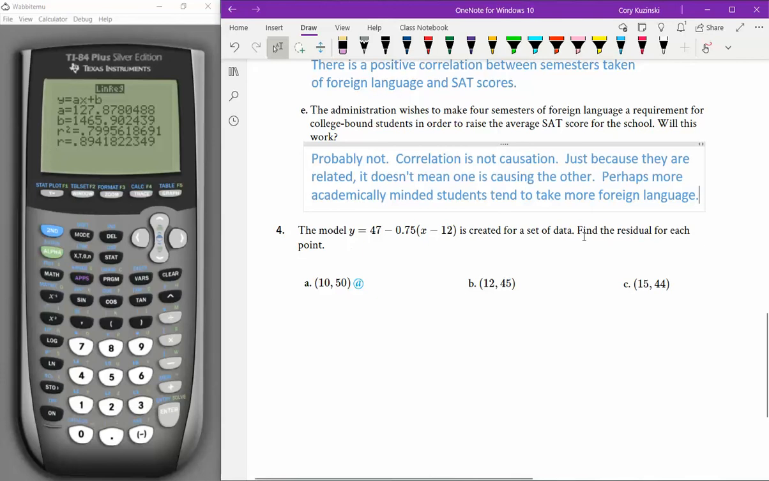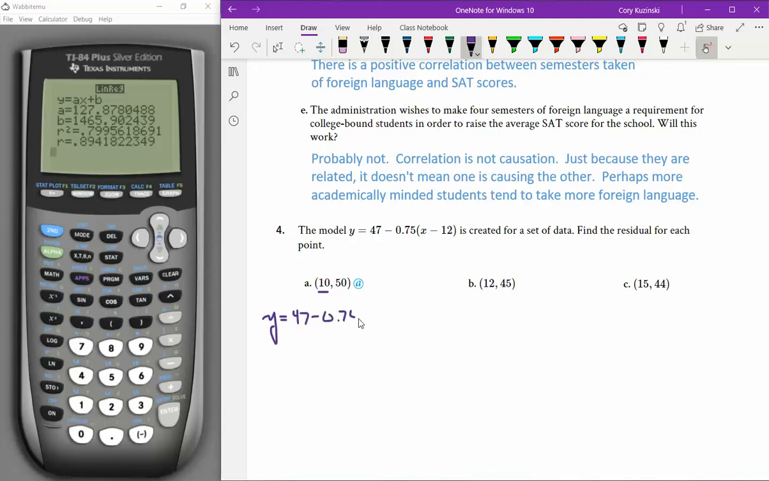All right, we got this model. It's created for a set of data, which we don't have in front of us, but find the residual for each point. What we have to do here is plug 10 into this equation and see what we get for an output. So we're going to do 47 minus 0.75 times 10 minus 12. I'm going to go to my calculator and figure out this y value. 47 minus 0.75 times negative 2, since 10 minus 12 is negative 2. And that gives me 48.5.